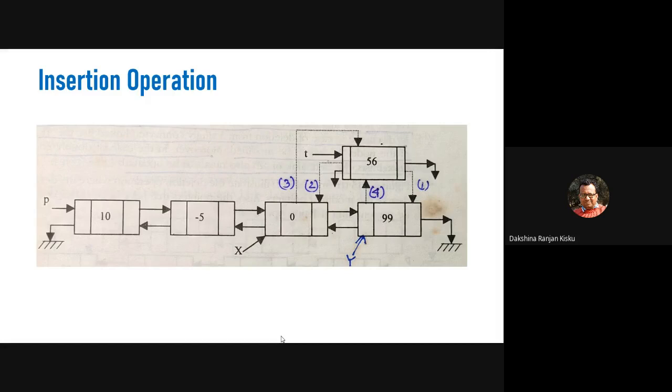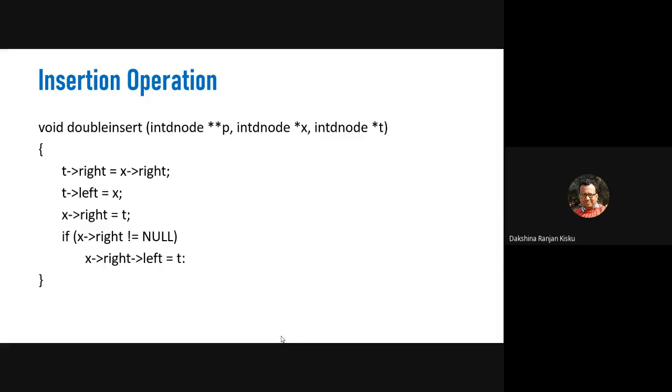Now let us see the function definition. Here we are using a double pointer p, which points to the linked list. And here we are using two other pointers, x and t. This x means the preceding node of the inserted node. This is the pointer which points to the preceding node, and pointer t is used for the new node. So pointer t will point to the new node.